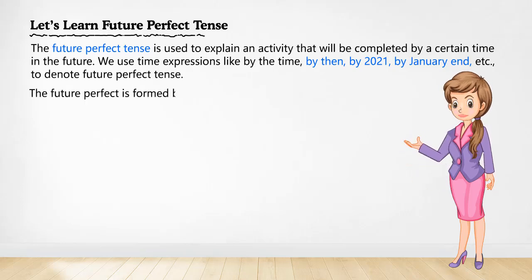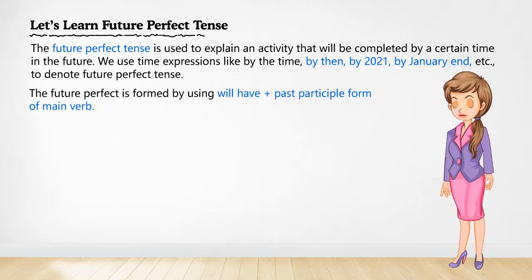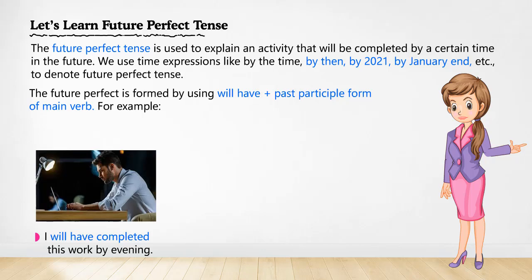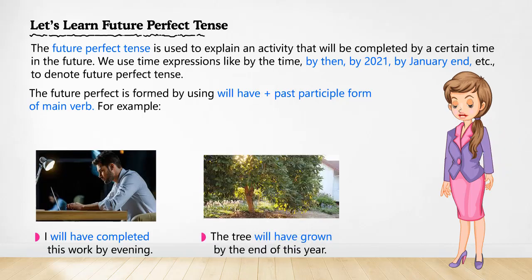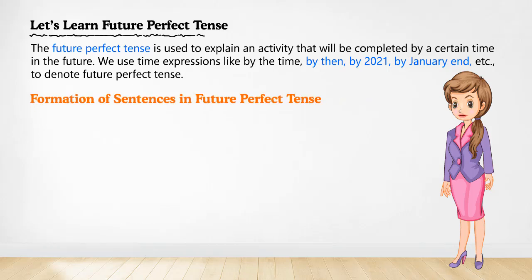The future perfect is formed by using will have plus past participle form of main verb. For example, I will have completed this work by evening. The tree will have grown by the end of this year.